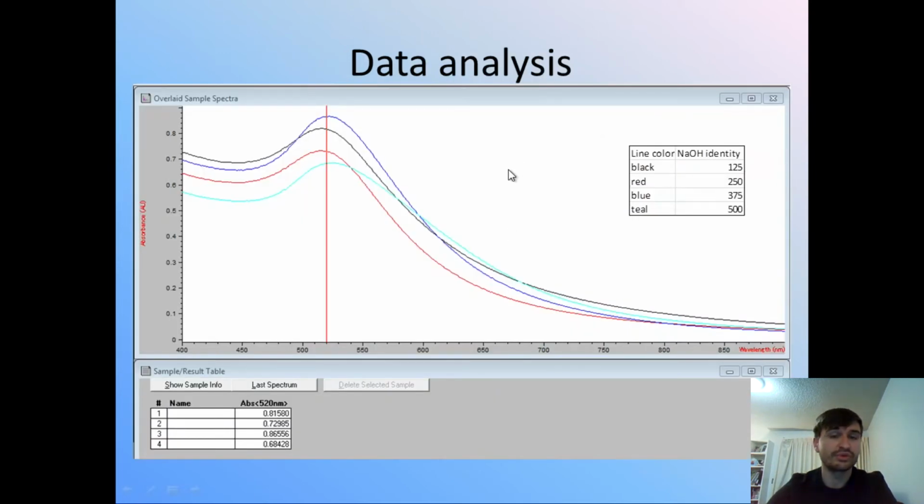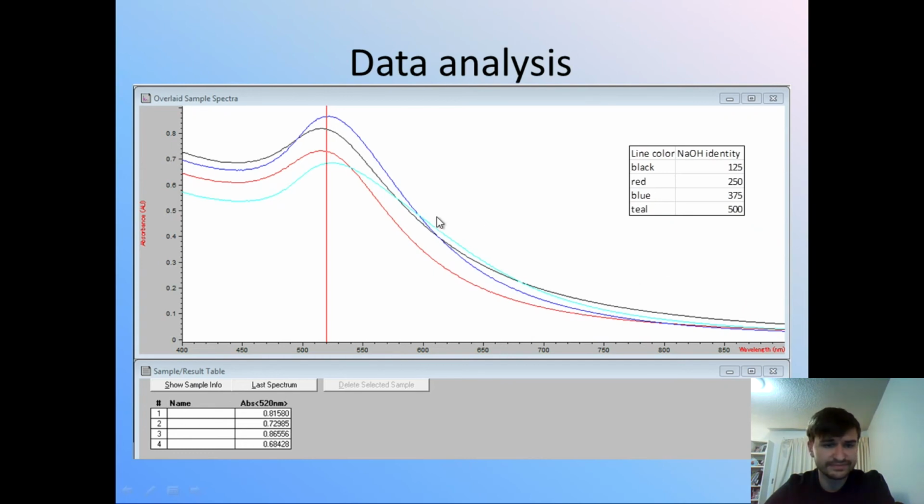So here's what a typical run would look like. On the right we have this little compass rose that tells you that black is our first trial, the black line, and the red, blue, and teal, in order of increasing base added to the gold. And it's hard to see, but the maximum absorbance peak moves slightly to the right, that is redshifted, as we go along this trend, from black to red to blue to teal. And this is what we're expected to find, is that the particles get larger the more sodium hydroxide we are adding to the gold.